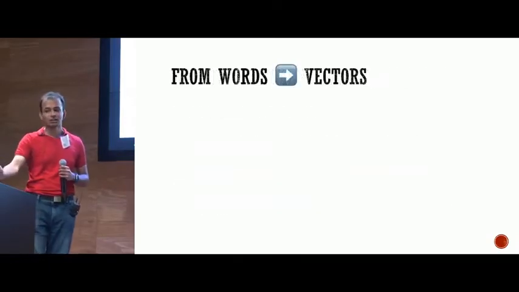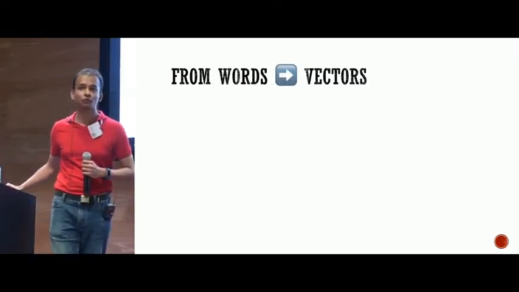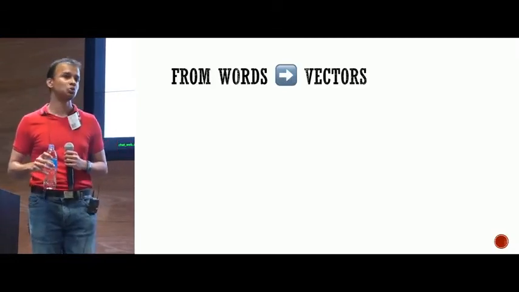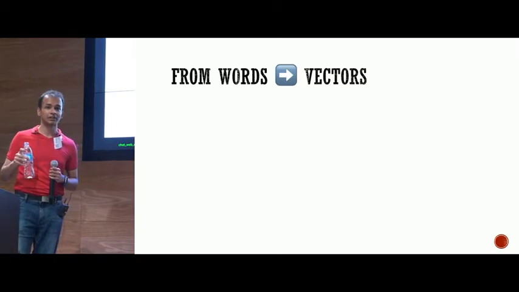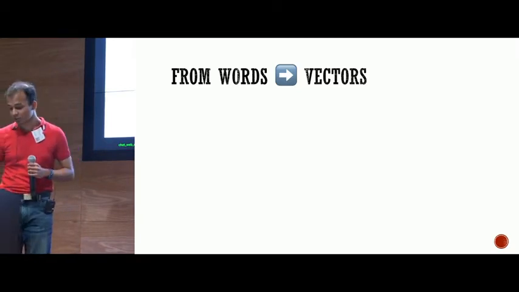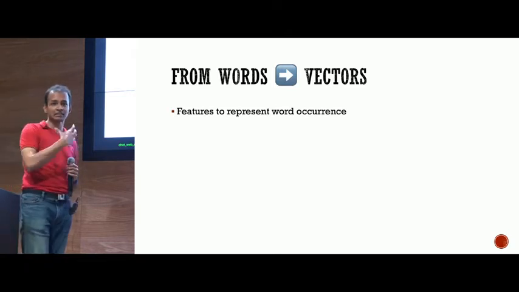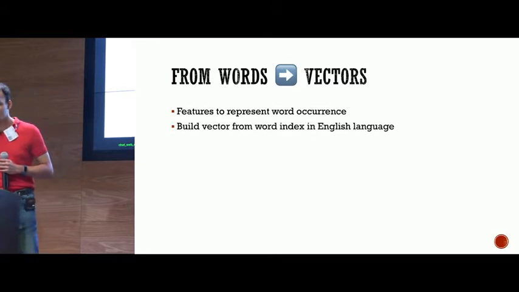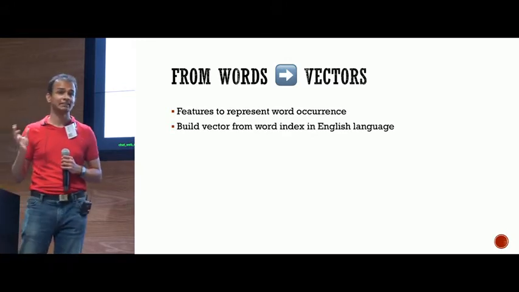Moving on. For us to do sentiment analysis, we still need to move from words to vectors, because in the end we are trying to feed text into a computer. So that's the reason why we are trying to move from words. Let's see how we could probably do that. Words are represented as features. And when we do that, we are trying to build a vector from possibly the words in the English language.